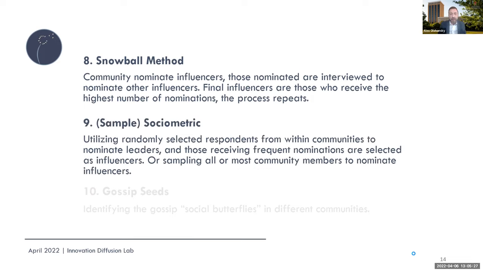The ninth method is the sociometric or sample sociometric method, which involves utilizing randomly selected respondents from within communities to nominate leaders. Those receiving frequent nominations are selected as influencers. Or if you were to take a sociometric versus a sample sociometric, this is sampling all or most community members to nominate influencers.